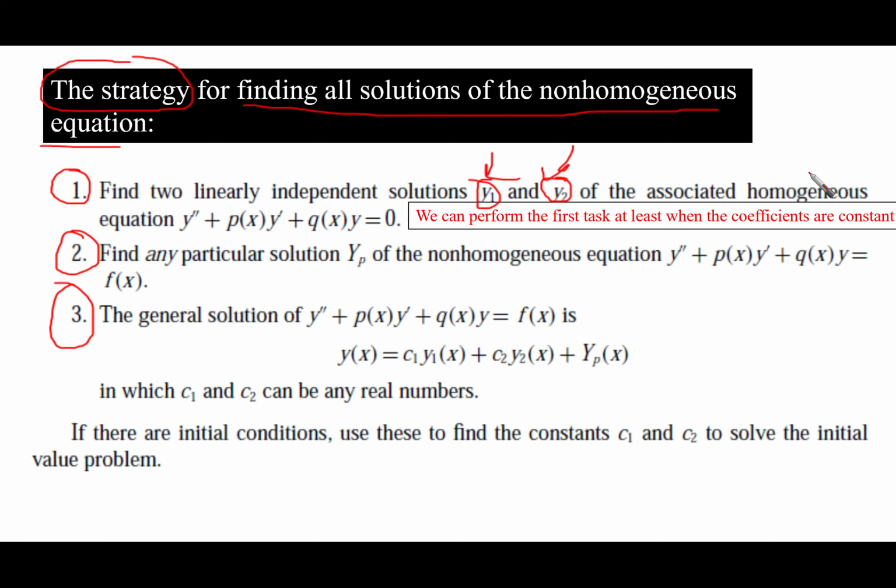Of the associated homogeneous equation. What is the meaning of associated homogeneous equation? It is the left-hand side equating with 0. Okay, this is the left-hand side, we equate it with 0. So if there is a function here, we remove it and put it equal to 0, then this is the associated homogeneous equation.